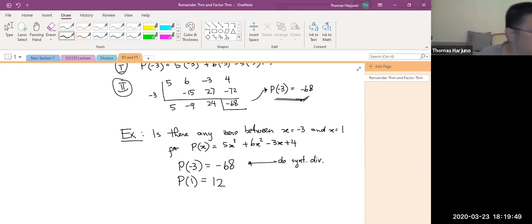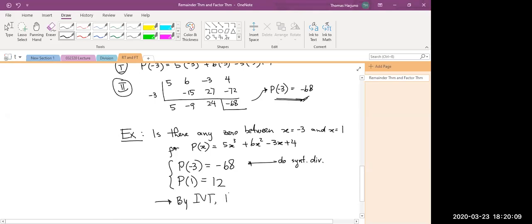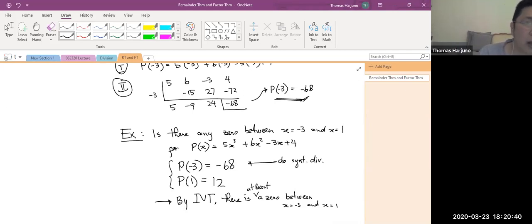Now, oh, by the way. From here, if I connect that with the intermediate value theorem, notice that P of negative 3 and P of 1 have opposite signs, right? Therefore, by the intermediate value theorem, there is at least one zero. There is a zero between x equals negative 3 and x equals 1. To be more precise, at least a zero. You see? So connecting to what we learned before in the intermediate value theorem, when we find the value at A and the value at B, now we can use synthetic division. Is it okay?